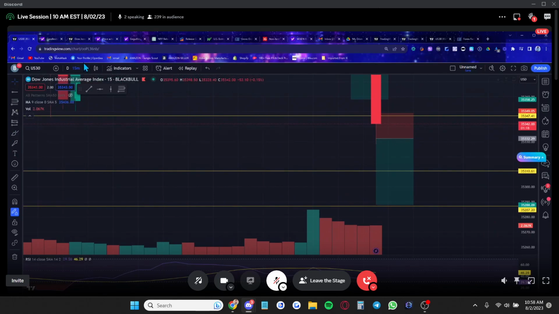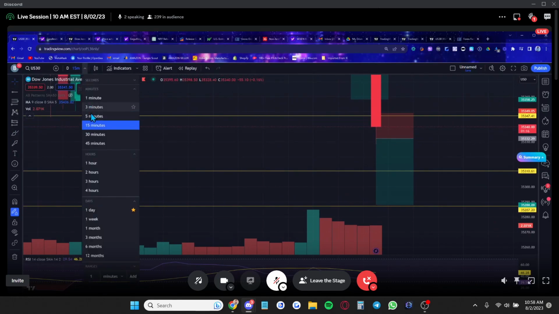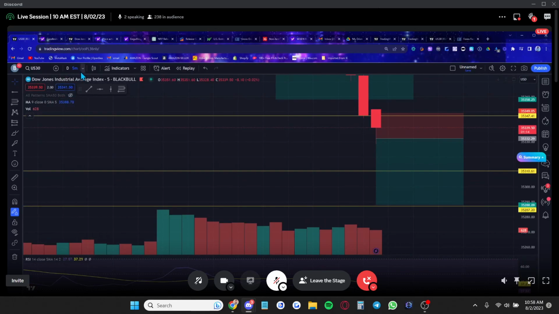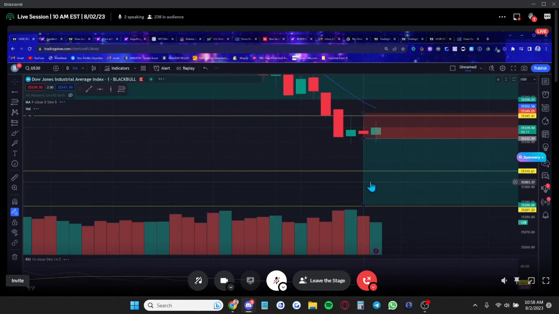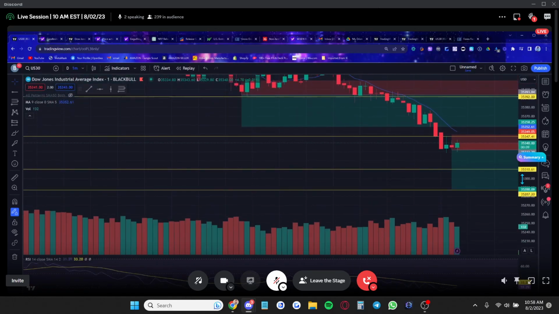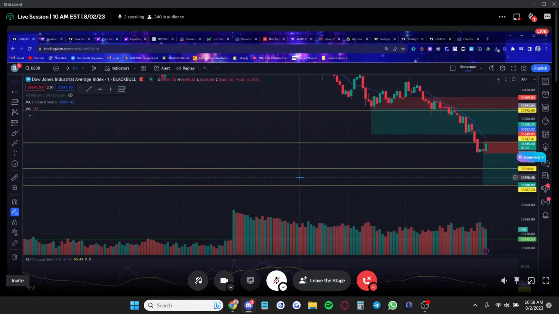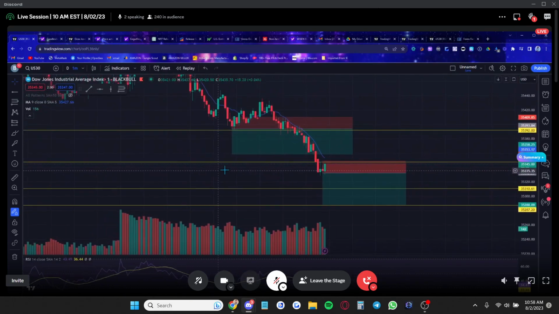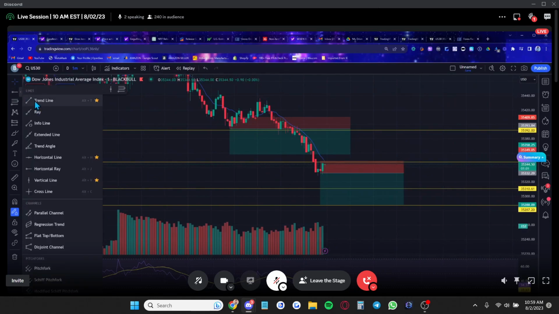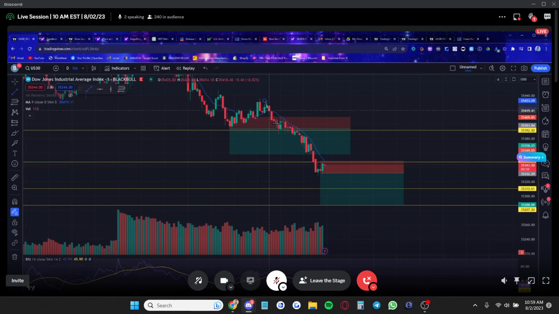Let me go down to a lower time frame, maybe 5 minute. I want to be able to see the green candles and draw the trend. Let's make this a little bit closer. Here's how I would play it. I'd get my trend line. I'd look for rejection off the trend. And yeah, that's what I would do right there.